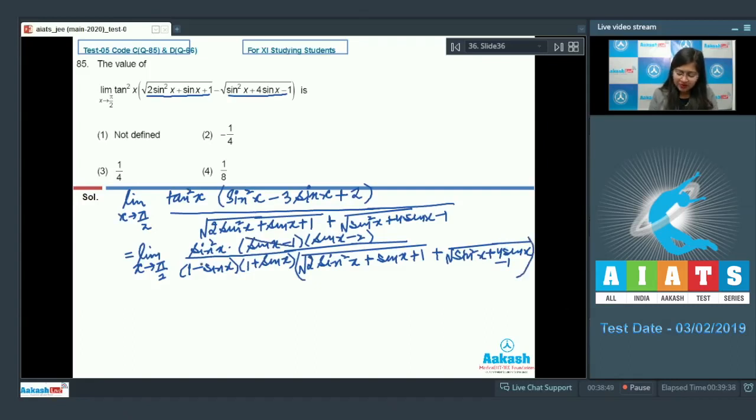Now, these two can be cancelled with minus sign, right? So, applying the minus sign here. Now, putting the limit x tending to pi by 2, we will get minus of 1 into 1 minus 2, that is minus 1, upon, in the denominator we will get 1 plus 1, that is 2 into, in the under root we will get 2 plus 1 plus 1, that is 4 under root, that is 2 plus 1 plus 4 minus 1, that is under root 4, that is again 2. So this is equal to 1 upon 8, right?